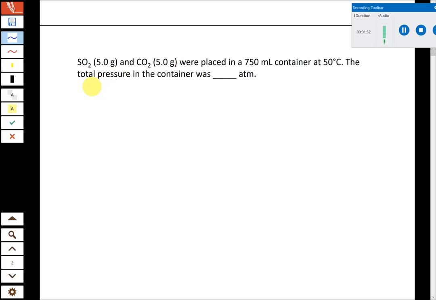So we have, in this case, a mixture of SO2 and CO2 placed in a 750 milliliter container at 50 degrees Celsius. We want to know what the total pressure in this container is. We're still going to use PV equals nRT, but the difference here is that when we deal with mixtures of gases for n, we can either calculate pressure for each individual gas, or in this case, since we're looking for total pressure, all we need is the total number of moles of gas. So we can rewrite this same equation with a subscript, tot for total, meaning that if we just want to calculate the total pressure, we just need the total number of moles of gas. It doesn't matter what gases they are.